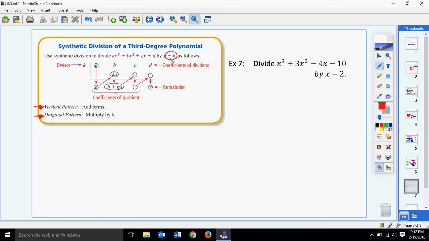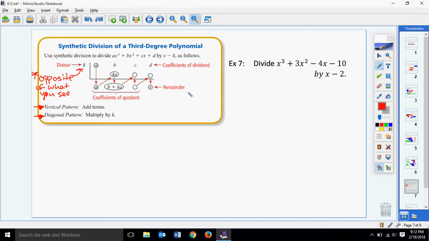it looks like a negative k, but really you put a positive version. So what I want you to think is this k. Always think of it as the opposite of what you see in the divisor. So I see a negative k, I want to put a positive k. If it was x plus a k, I want to make sure I put negative k out here. And you'll see what I'm talking about in the examples to come.